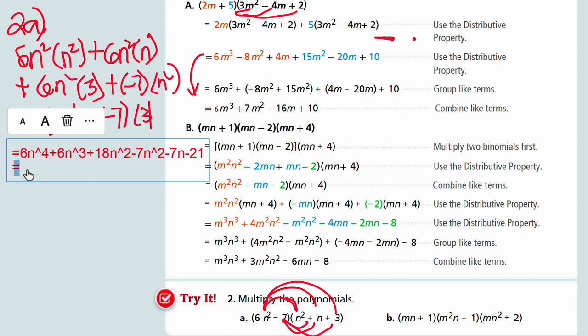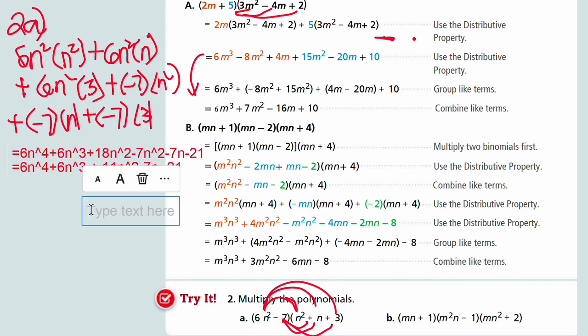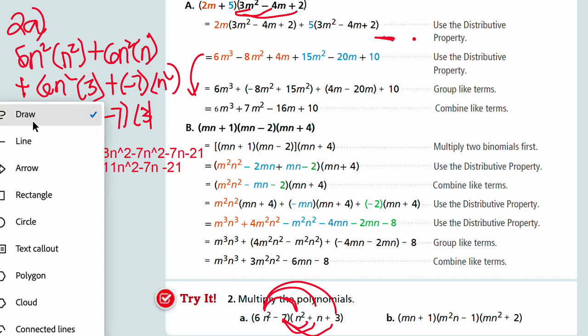Yeah, and now we have 6n to the fourth power plus 6n to the third power. There are no like terms for them. And then plus 11n squared minus 7n minus 21. There we go. So that would be the answer for 2A.